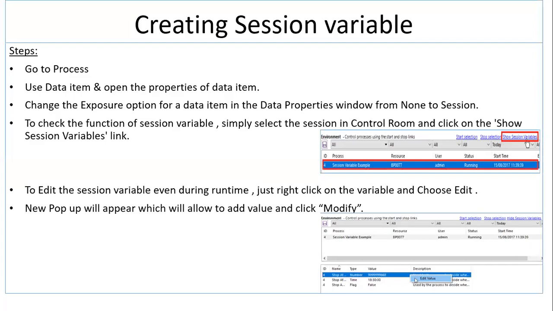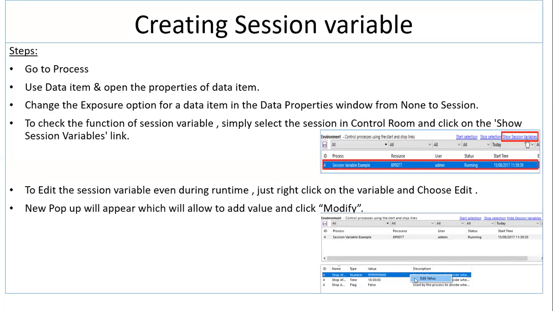Welcome to the next part, creating session variable. So anyway, I've explained how to create session variable in the earlier session itself. Here we are going to see how to create a session variable in a theoretical version. For that, you have to go to process, use the data item, open the data item properties. In that, you have to change the exposure option to session variable.